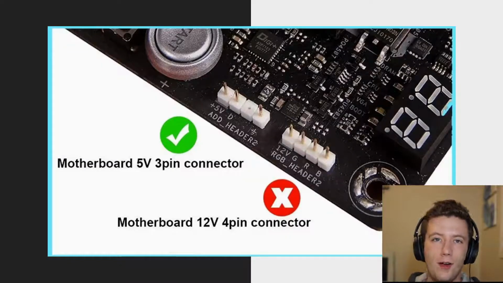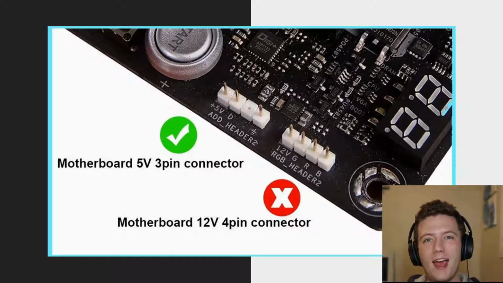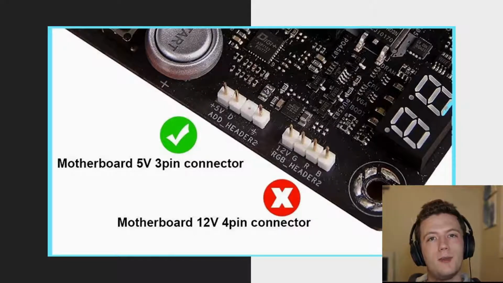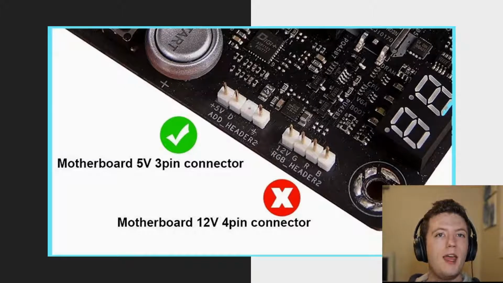Now, how do you figure out what kind of headers you actually have on your motherboard? The easiest step for this is just going to be to look at your motherboard. There should be a code. It's the model number of the motherboard. All you do is go on to Google, search it up, and pull up the owner's manual. It'll tell you everything about the RGB headers, what software you should be running, whether they're addressable, and their voltage.